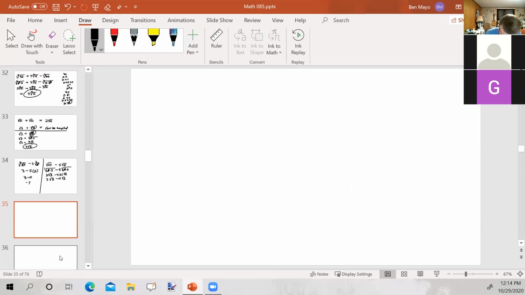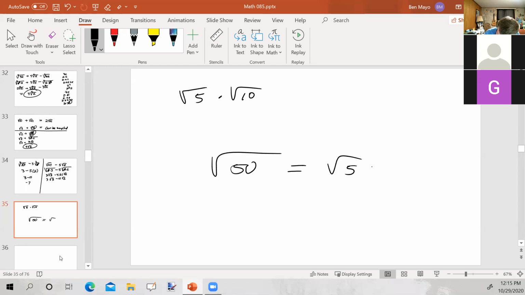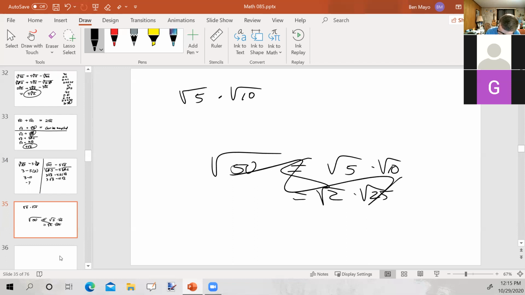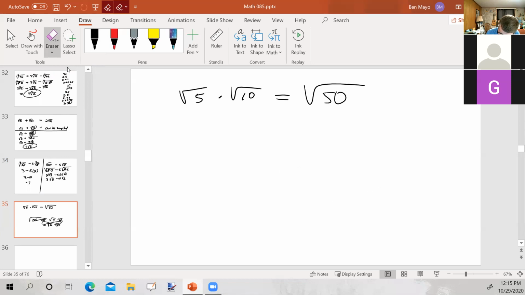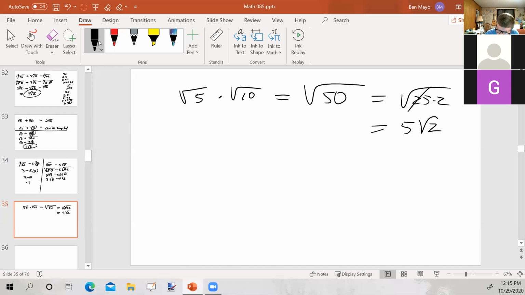Let's see. Consider this. The square root of 5 times the square root of 10. Now we're multiplying. We've been taking this and splitting it up like that, but we can also go the other direction. So this would be like the square root of 50, right? Yes. Which would be equal to the square root of 25 times 2, which would be 5 square roots of 2. See how I got there?